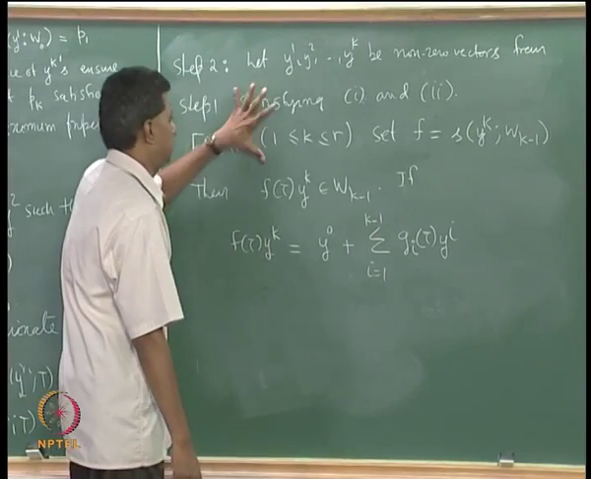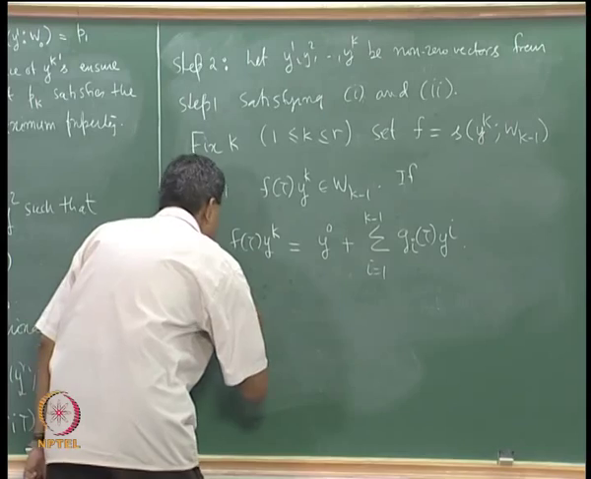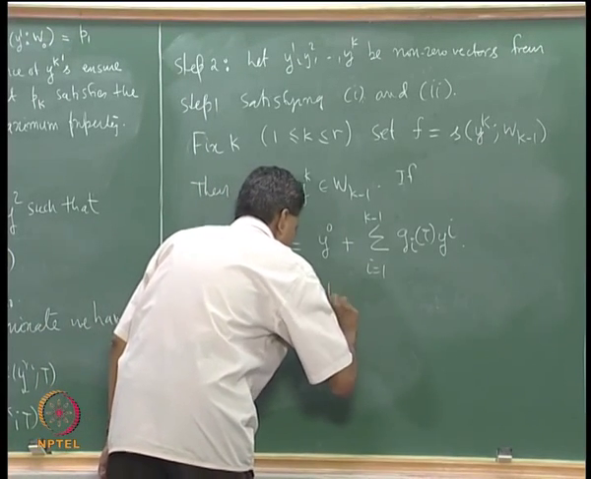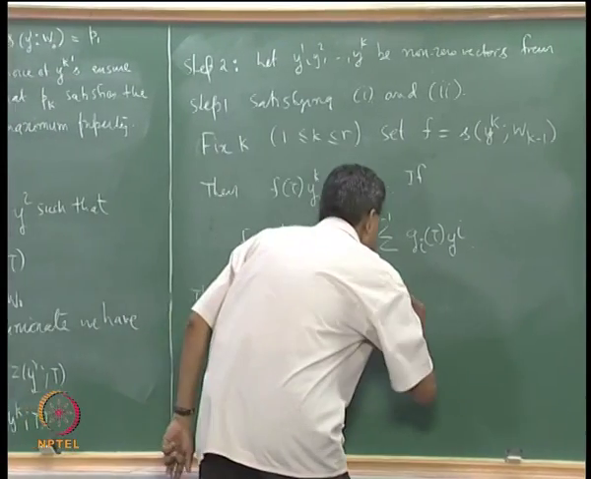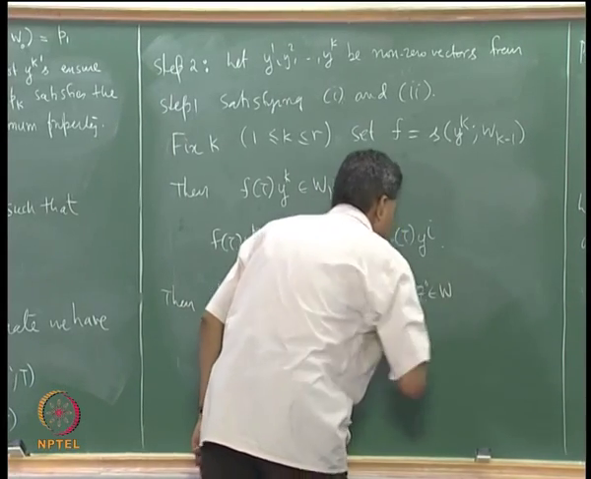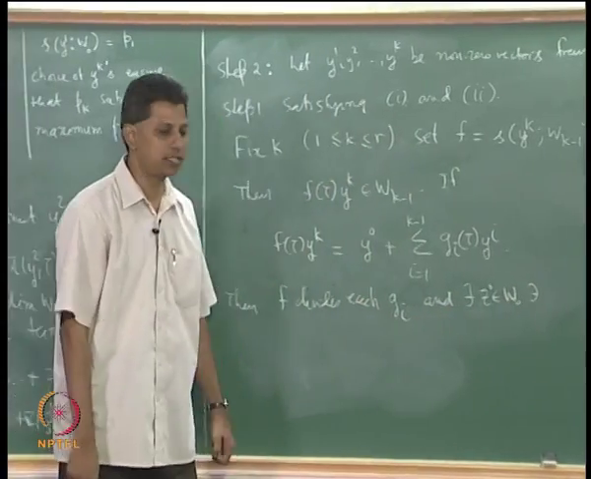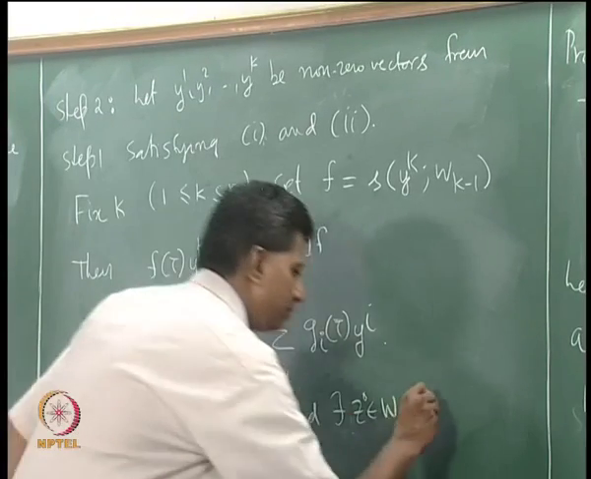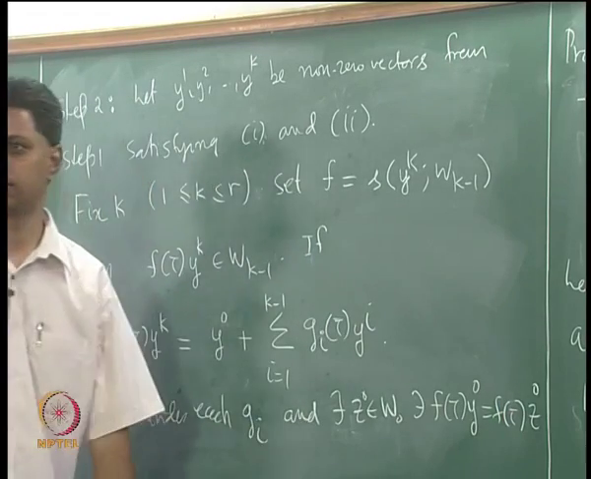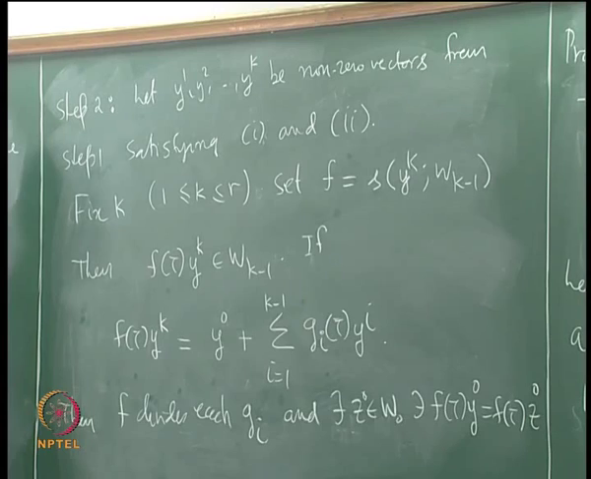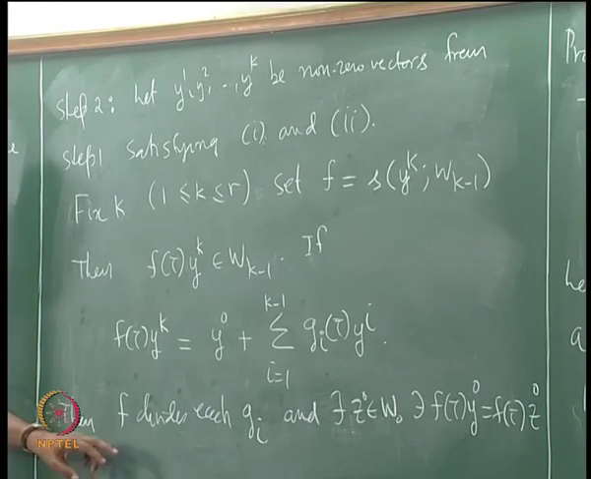Then what happens? What is it that I want to mention in step 2? If this happens, then f divides each g_i, okay, that is a remarkable property. f divides each g_i and there exists z naught in W such that f(T)y naught equals f(T)z naught. This should remind you of the T admissibility property. So this is an immediate consequence of T admissibility of W naught. The rest we have to show.